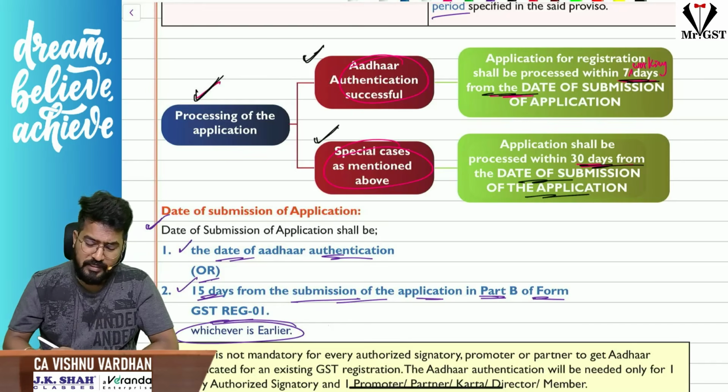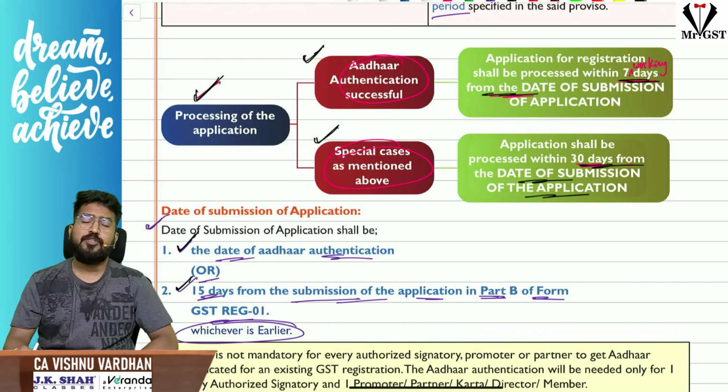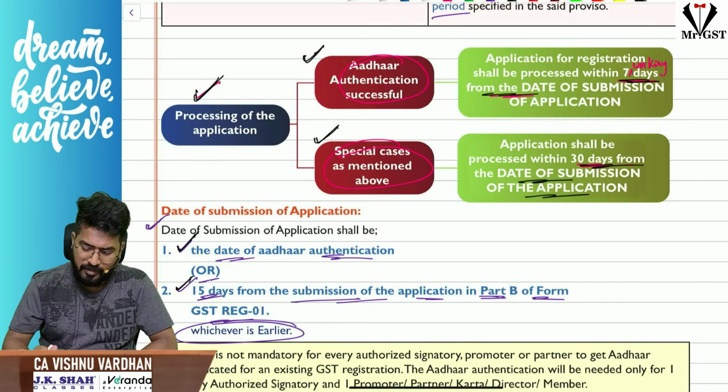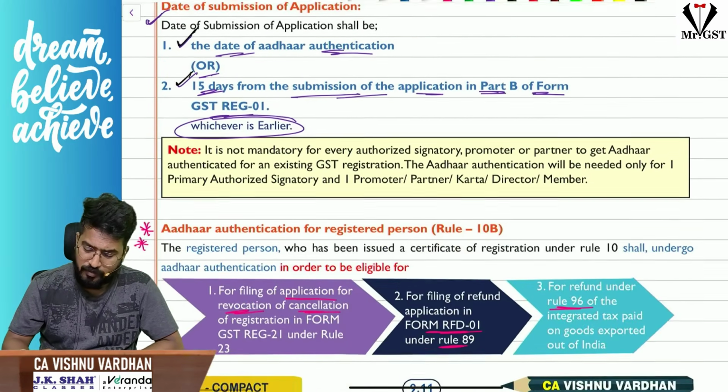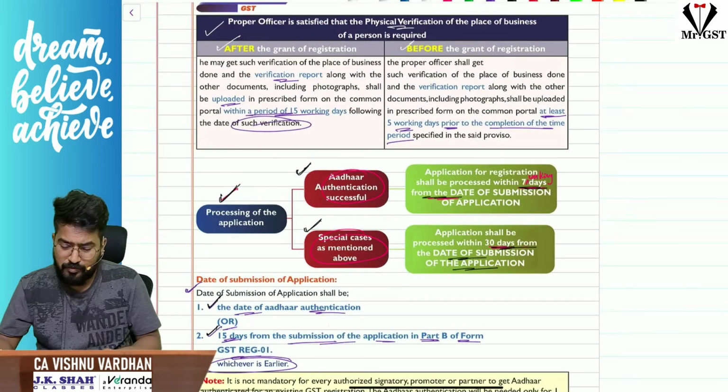Okay, so what is the date of submission of application? Meaning whenever the Aadhaar authentication is done, that date, or 15 days from the date of submission of part B, whichever is earlier. That will be the time limit. Okay, that will be taken as the date of submission of application. So this is how the registration procedure will take care.